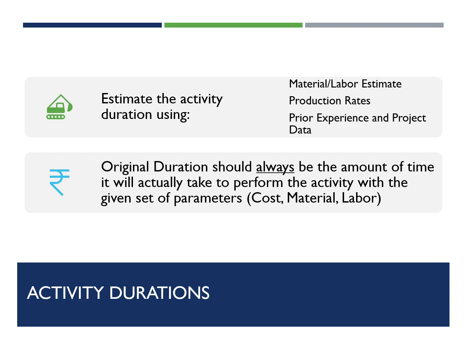So if you have that information, you should be able to determine your original duration, or OD as we'll call it. And your OD should always be the amount of time it'll actually take to perform the activity with a given set of parameters, whether it be cost, material, labor, whatever the constraint is, whatever the deciding factor is on the duration. It needs to be exactly what you think it's going to take.